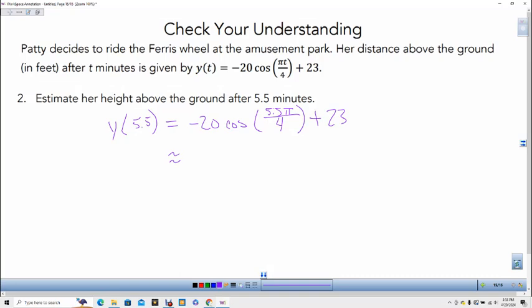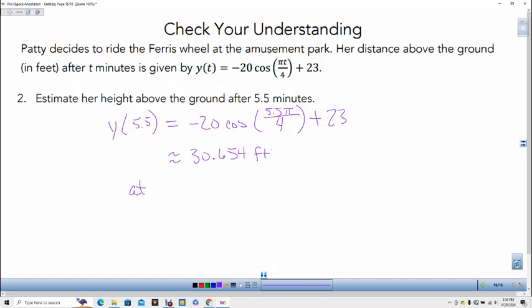and negative 20 cosine of, and it opens parentheses, 5.5 pi divided by 4, close parentheses, plus 23. All right, and the answer I get is 30.65 and some more decimals, but that's approximately 30.654 to make it 4 decimals accurate. So she's approximately 30.654 feet above the ground.